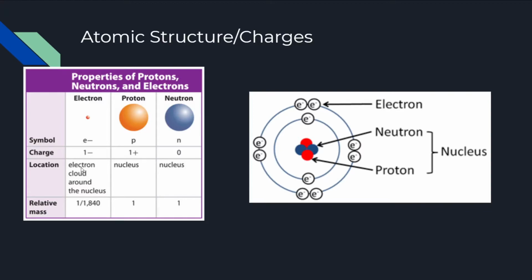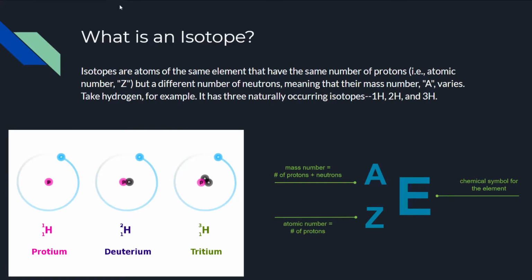And then the electrons are going to be located in clouds around the nucleus, and have a -1 charge, and its relative mass is 1 over 1,840. And now we have what is an isotope.